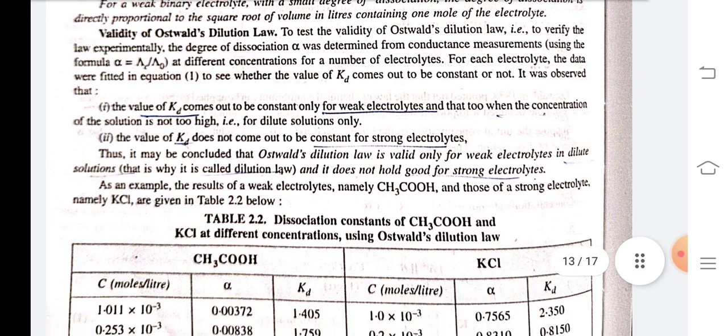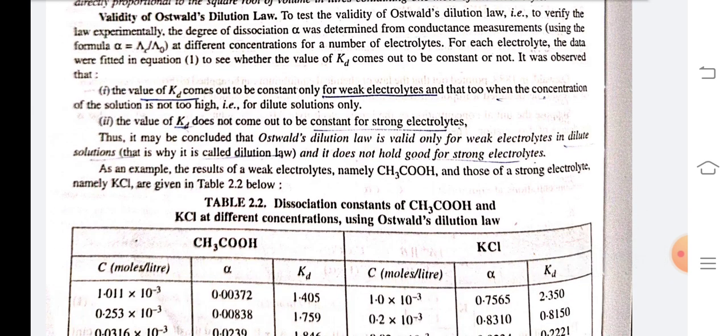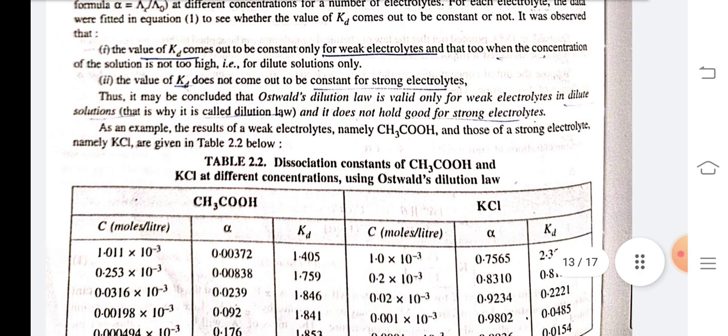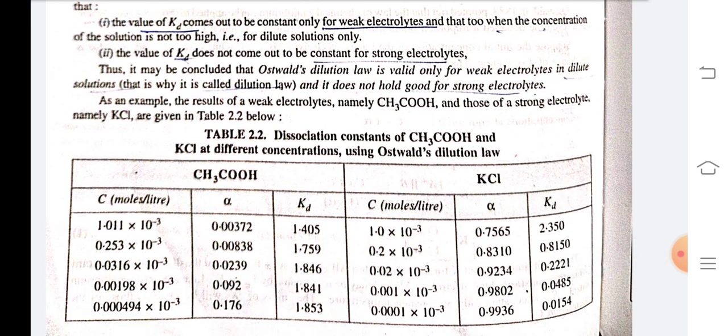Validity of Ostwald dilution law. To test the validity of Ostwald dilution law, that is to verify the law experimentally, the degree of dissociation alpha was determined from conductance measurement using the formula alpha is equal to lambda C by lambda naught at different concentration for a number of electrolytes. For each electrolyte, the data were fitted in equation 1 to see whether the value of Kd comes out to be constant or not.